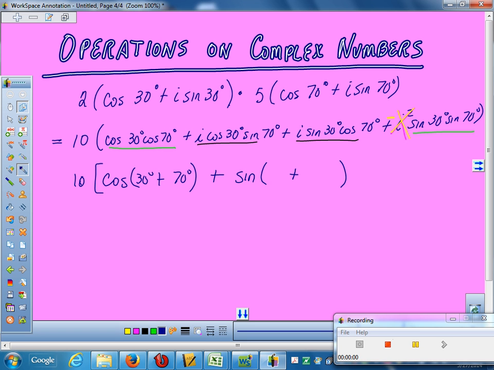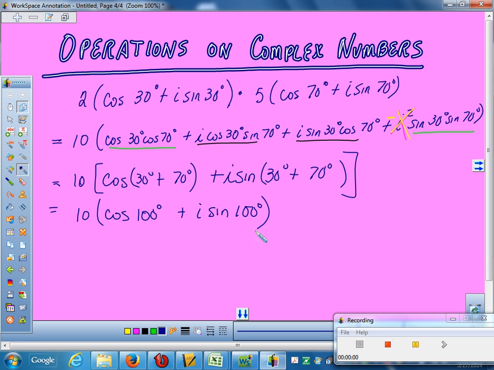Now, what do I do with the i? You just pull the i completely to the front and let it sit there. So I would have 30 plus 70. Now, can't I add those angles together? They're in the parentheses together. So basically, you made another complex number. Exactly, Adam. I just made another new complex number in polar form.